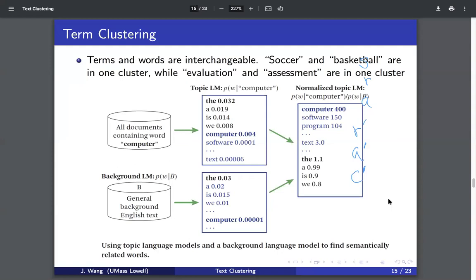So next. Are there any questions before we move on to the next topic?